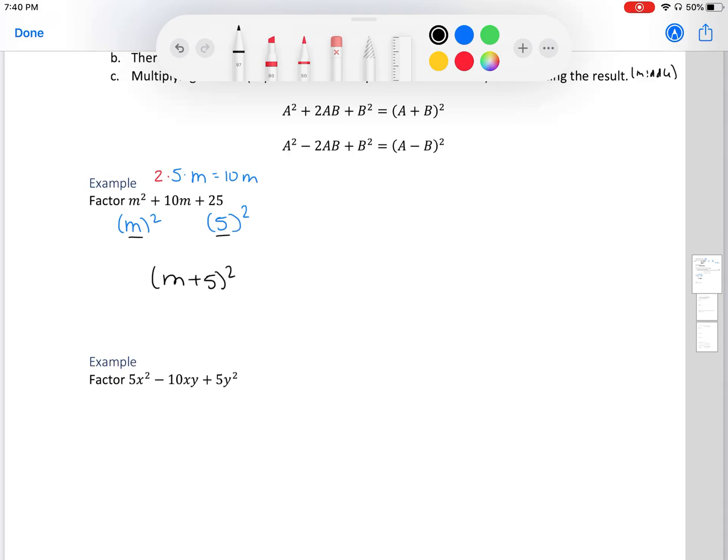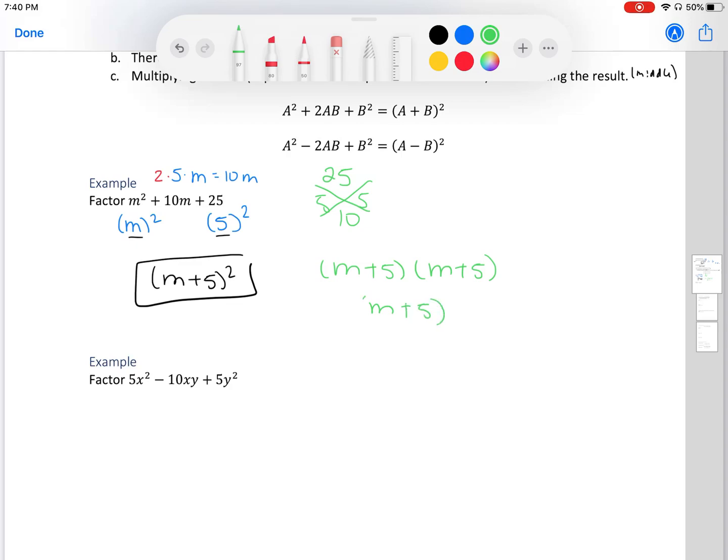We have m plus 5 squared. Now again, if that's weird, you can just factor. What numbers multiply to give you 25, that add to give you 10? 5 and 5. And then you proceed to factor to have m plus 5 and m plus 5, which would be m plus 5 squared, right? So that still holds, and you can do that if you like.